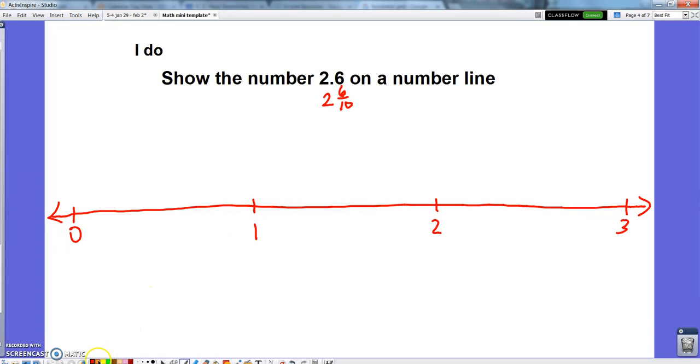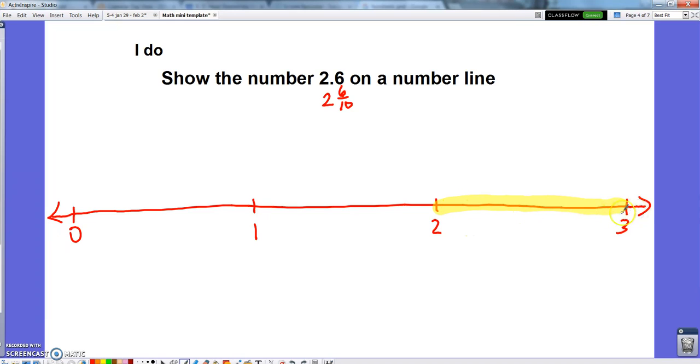To save some time, I don't necessarily need to partition the whole thing into tenths. I don't have to do 1/10, 2/10, 3/10, 4/10. Since I know this is between 2 and 3, it's somewhere over here on the number line, I'll just partition only that part. I think that should be fine. So I'm going to go ahead and get my pen, and I'm going to partition here.